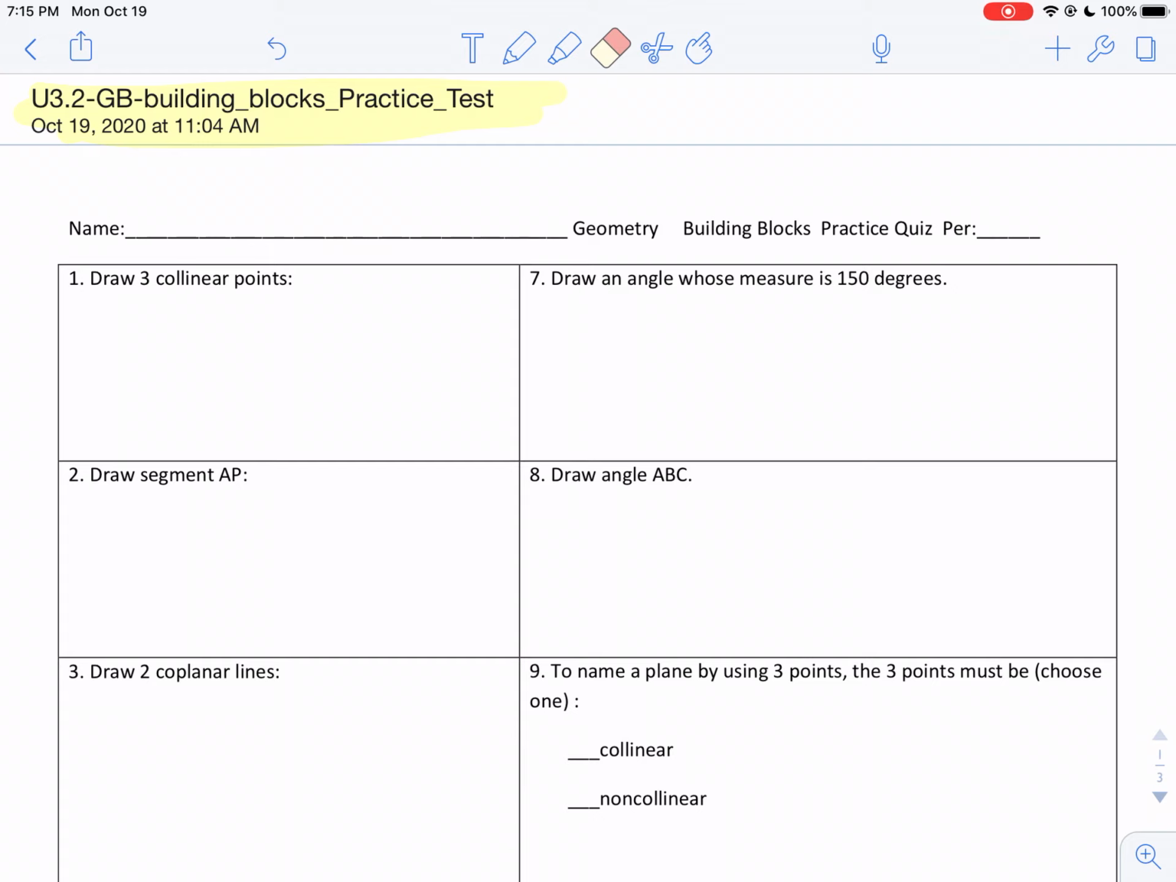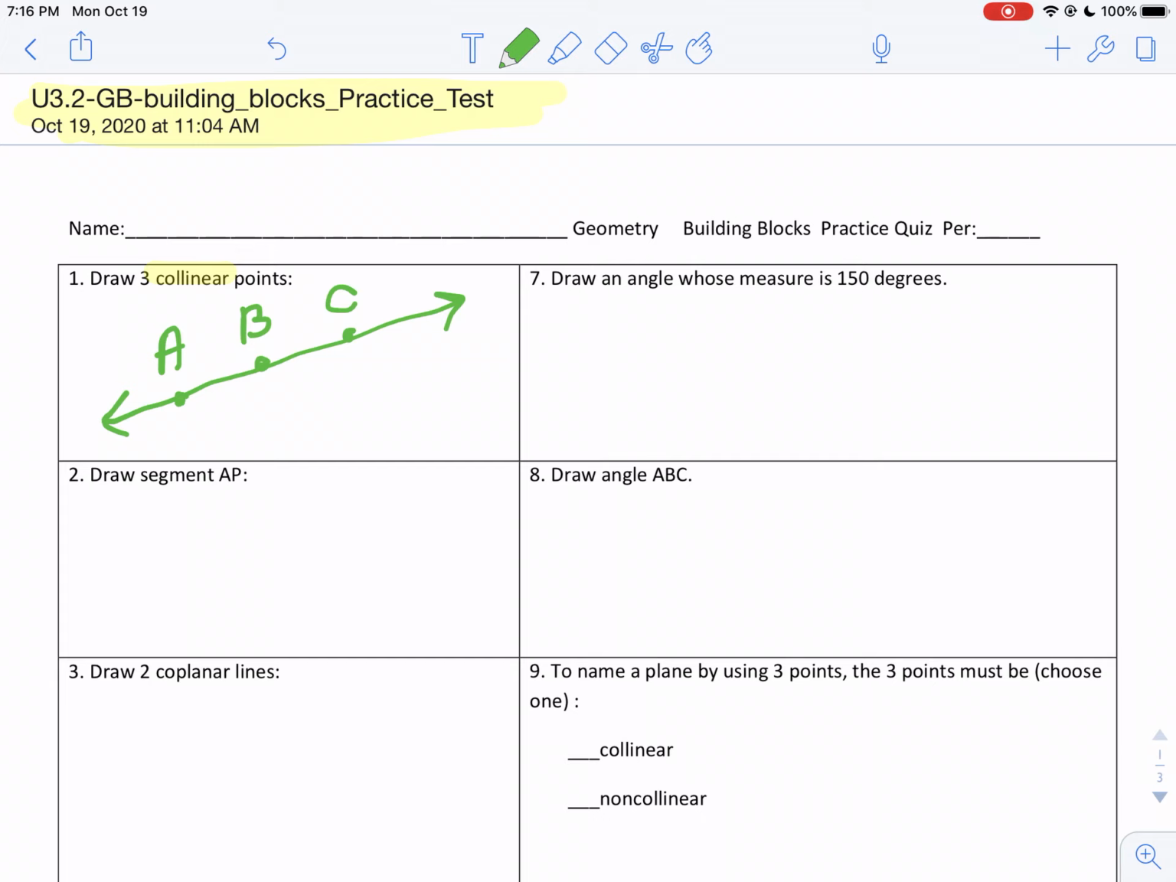All right, so number one, we have the word collinear. Okay, so they want you to draw 3 collinear points. So if you go back to your vocabulary words, hopefully you remember that collinear means on the same line. So if they want you to draw 3 collinear points, that means that you want to draw a line and you want to put 3 points on the same line. Okay, I'm just going to use A, B, C. Remember, capital letters for points. You can use any letters that you want.